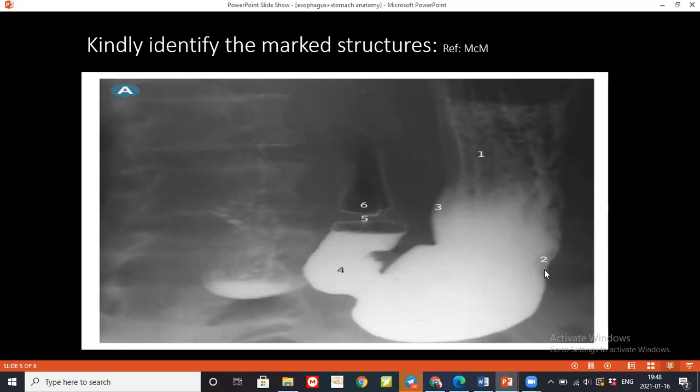2, this is the greater curvature of the stomach. Very good. 3, this is the lesser curvature. Okay, and 4, please.